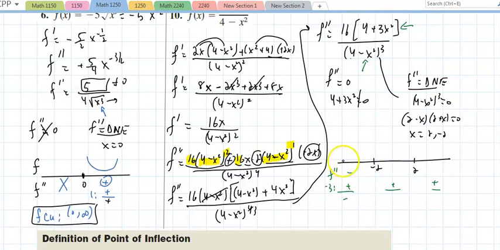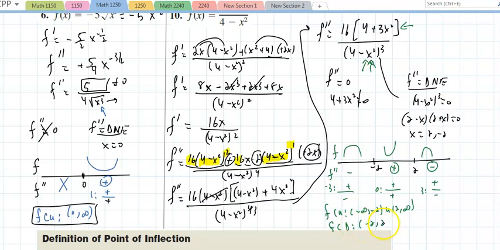If the second derivative is negative, the function is concaving down. I pick 0. If I put a 0 there, 4 minus 0 is 4 cubed, that's a positive, the graph is concaving up. And if I take 3, 4 minus 9 is negative again, the graph is concaving down. So we say f is concaving up from negative infinity to negative 2, union with 2 to infinity, and we say f is concaving down from negative 2 to 2.